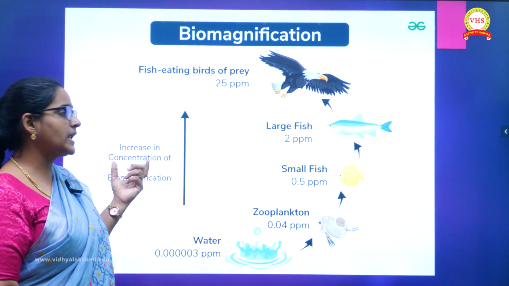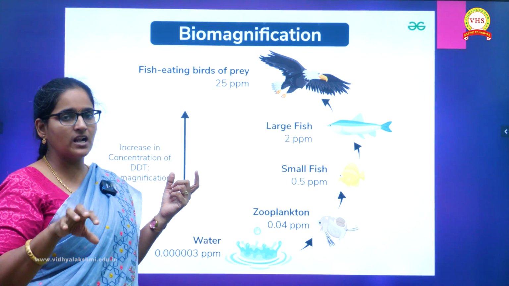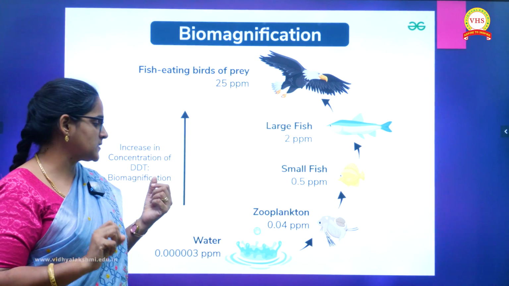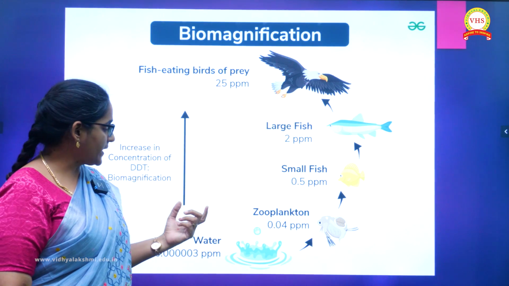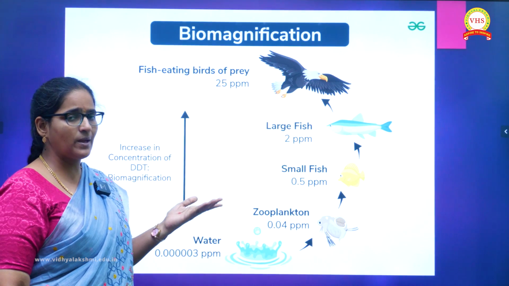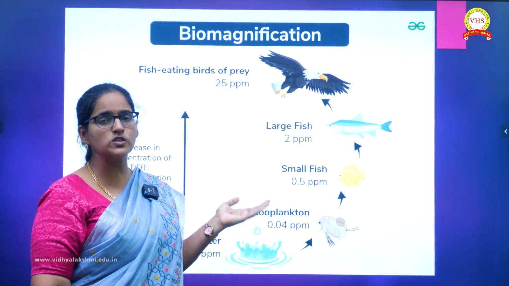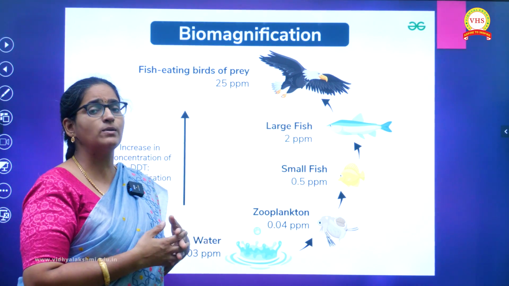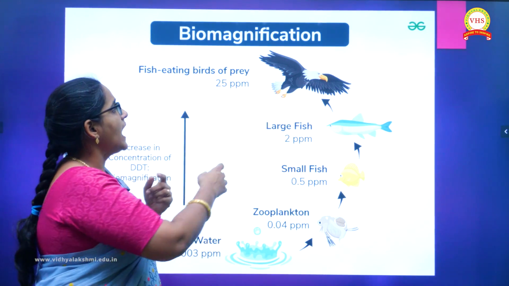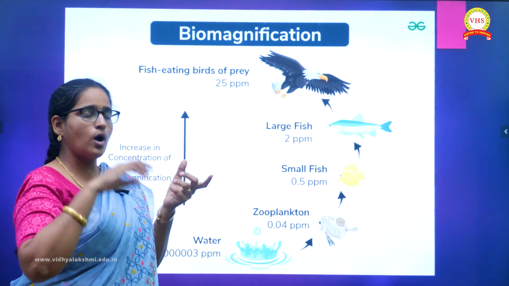DDT is an insecticide used by farmers on their agricultural fields to kill the unwanted insects or pests which spoil the plant species. From the agricultural soil, when it enters the water body, the level is very low. It remains at about 0.03 ppm. But once this water is consumed by the phytoplanktons and zooplanktons, what is zooplankton here? Zooplanktons are the animal forms. Through the zooplanktons, it will enter small fish. Through small fish, it will enter large fish. And at last, the topmost carnivorous organisms like fish-eating birds, they are the topmost carnivores.